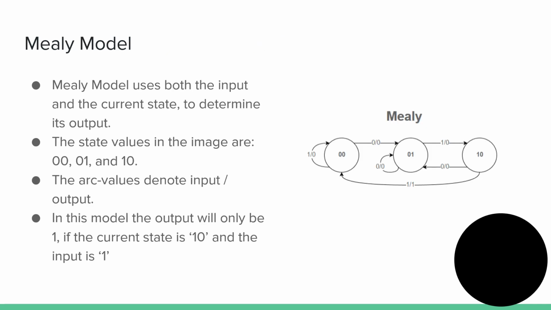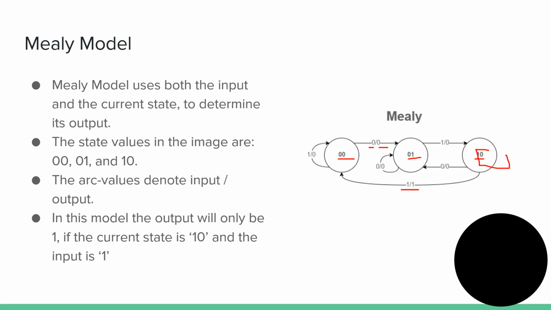The Mealy model. Mealy models use both input and current state to determine the output. In this depiction, the state values are 0, 0, 0, 1, and 1, 0. The arc values determine the input, followed by the output. In this model, you'll see that the output of 1 only occurs when the current state is 1, 0, and the input is 1.